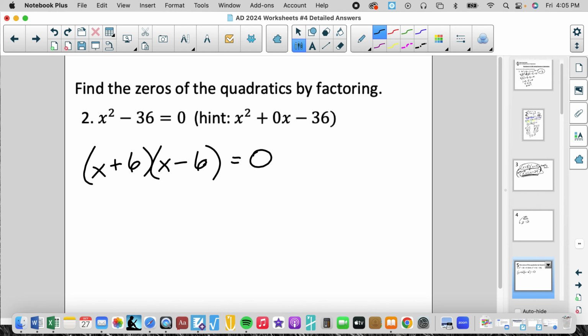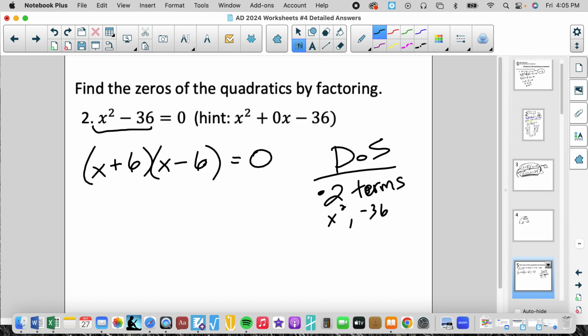What were the characteristics of the difference of squares? The difference of squares is going to have three characteristics. First of all, it's always going to be two terms. This is two terms, x squared and negative 36. It's always going to be subtraction. It's always going to be subtracting the two. That's another characteristic, subtraction between the two. And then the third one is the first and third, technically first and third. That's the third term.